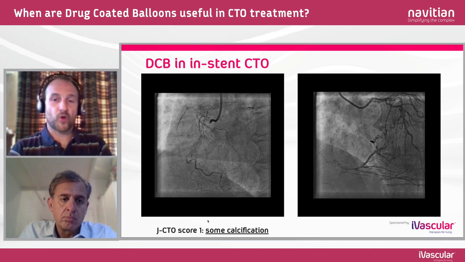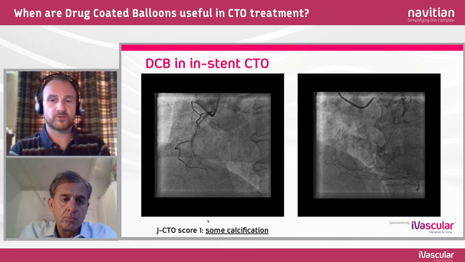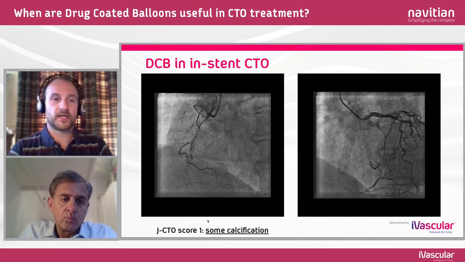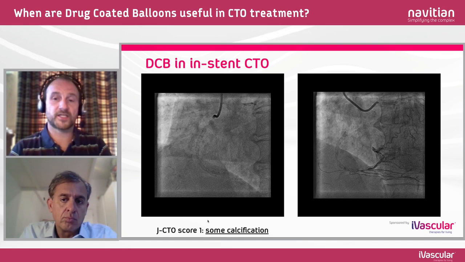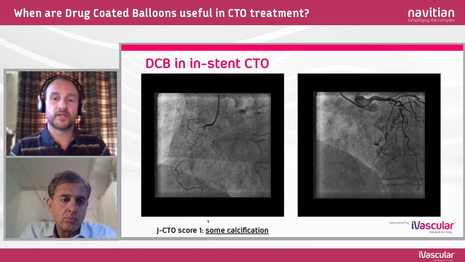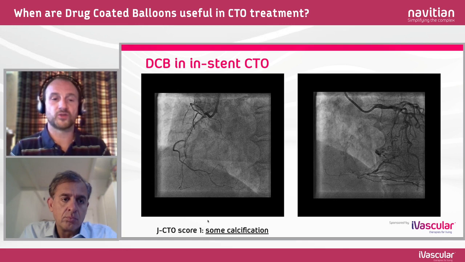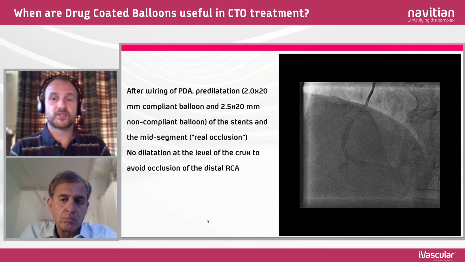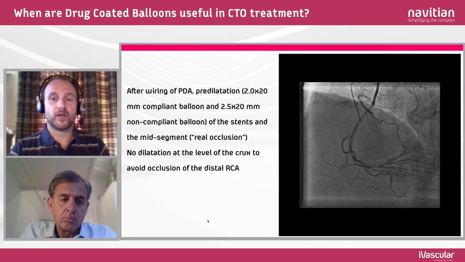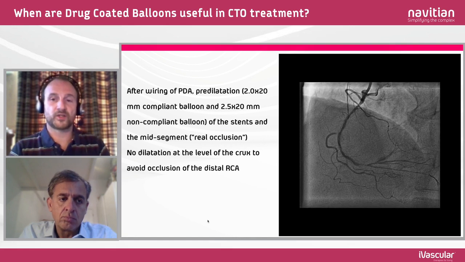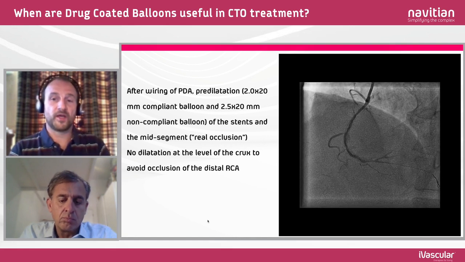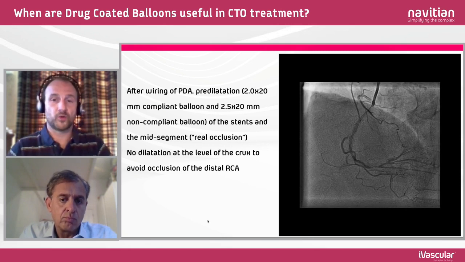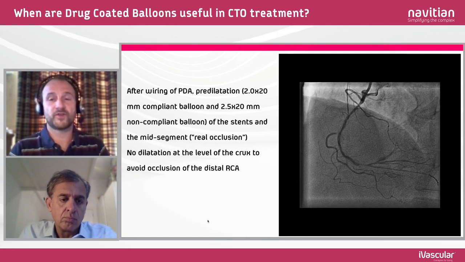If we speak in terms of occlusion length, the occlusion is relatively short, it's not that long, but there is a huge amount of disease both upstream and downstream of the occlusion itself, and there is definitely some calcification. So we scored this CTO with a J-CTO score of 1. Wiring of the vessel was pretty easy. We crossed the lesion easily, and then we just ballooned the proximal and the mid part of the right, trying to stay away from the crux, with a 2 compliant balloon and a 2.5 non-compliant balloon, in order to obtain already a pretty good dilatation of the vessel itself.